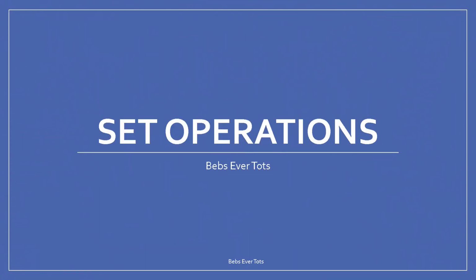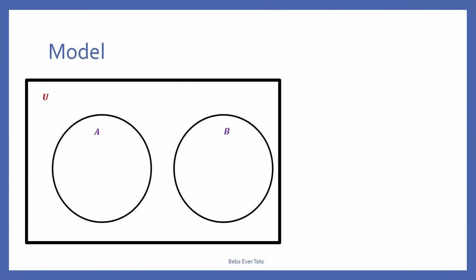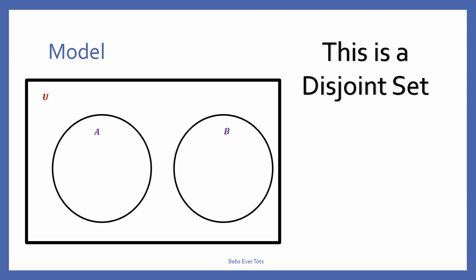Hello everyone, welcome to this video, and in this video we're going to discuss set operations. When we talk about set operations, let's go over the two models of sets. For example, given set A, set B, and a universal set. The first model that I'm going to present is what we call the disjoint set. A disjoint set has no common element between the two sets, such as set A and set B.